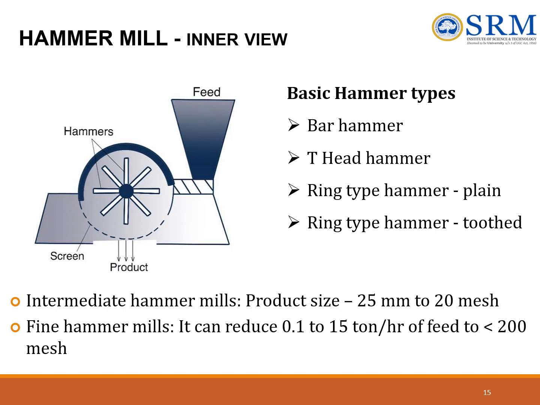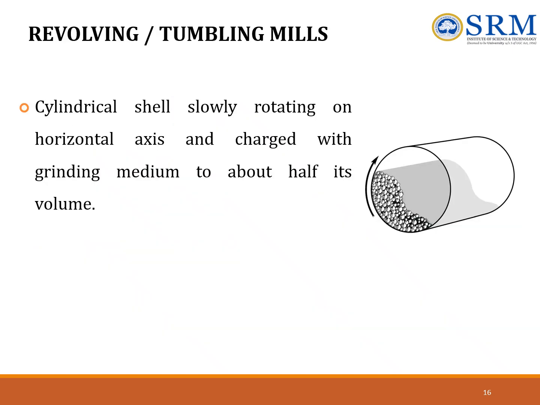This is a solid rectangular hammer which strikes in the casing. Intermediate hammer mills produce a product size of up to 20 mesh, and fine hammer mills can give you less than 200 mesh product size. Next, coming to revolving or tumbling mills.